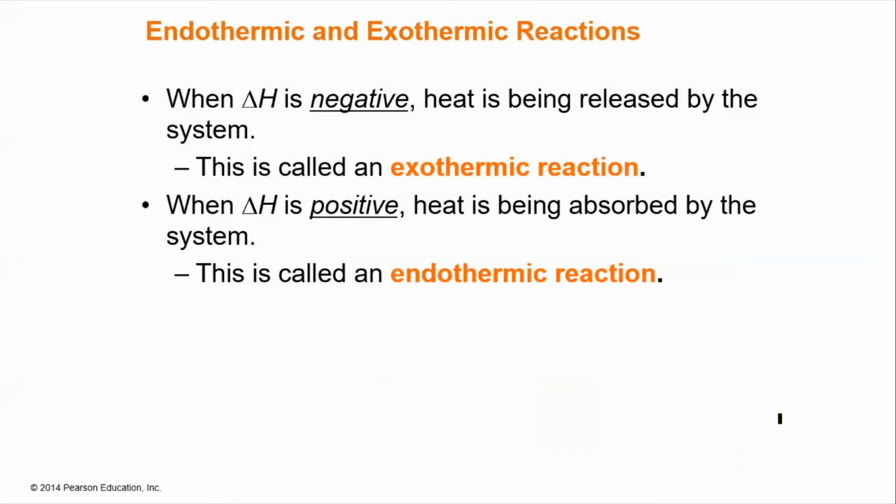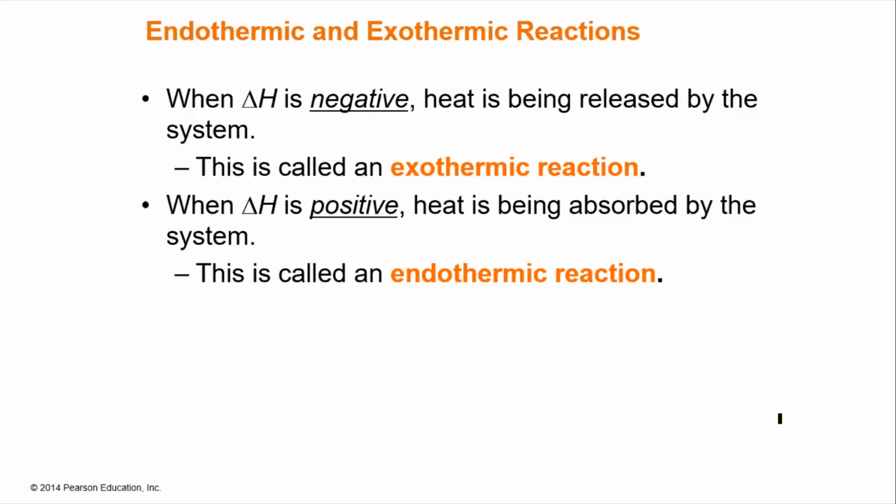Since this delta H change at constant pressure is essentially the heat of the process, just like we did before with heat, we can say that a negative delta H represents heat being released by the system. In other words, an exothermic reaction. And when delta H is positive, heat is being absorbed by the system. This is called an endothermic reaction. Notice that by doing a chemical reaction at constant pressure, we have turned the heat of the reaction into a property that is essentially a state function.